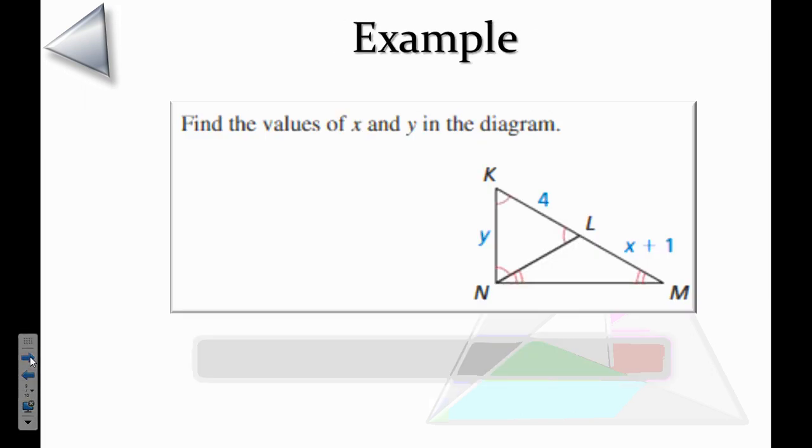All right, so here's an example, last example. They want us to find the values of x and y. What kind of a triangle is NLK? Equiangular, good. Since it's equiangular, what else is it? Equilateral. So what's y? Everybody agree y is 4? Okay.